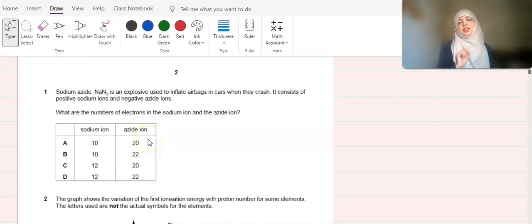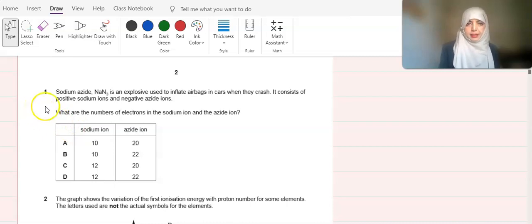Hello everyone. So today we are going to solve chemistry paper 2023 October November, and it is variant 1. So let's begin. Okay, see question number 1.